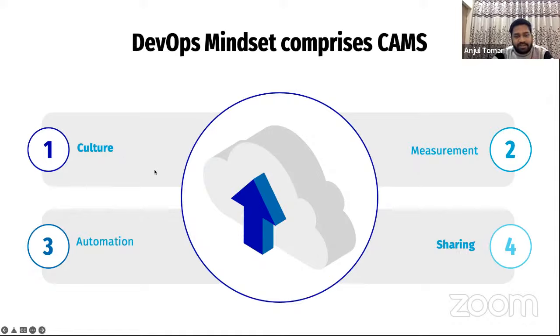What is the culture here? Culture is the way teams communicate with each other. They keep transparency when something goes wrong. They tell each other, something went wrong, and this is how I fixed it. They keep things in a documented way.